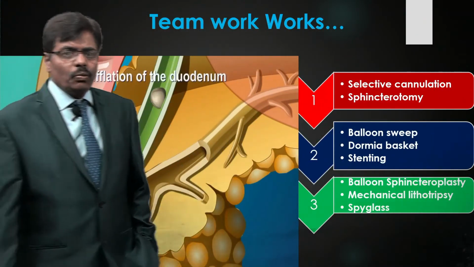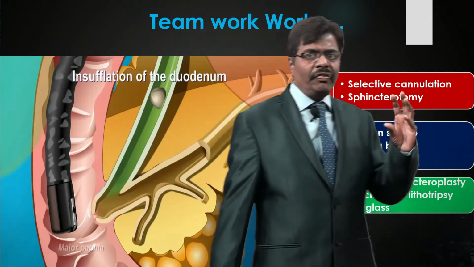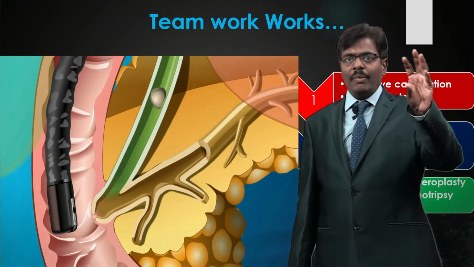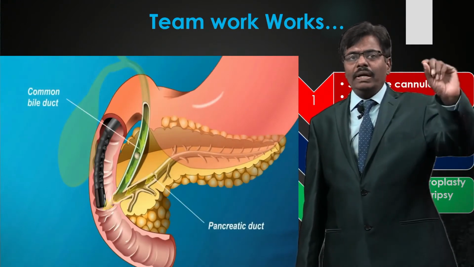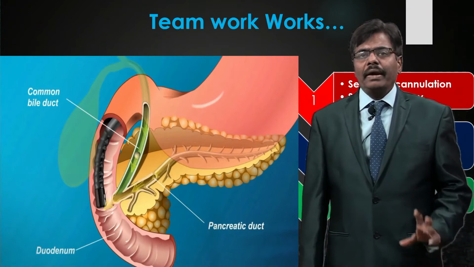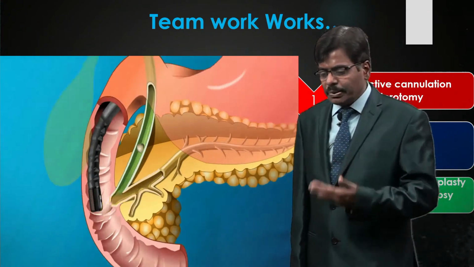Okay. So, here once we come to what we call end facing, you have to face the ampulla thanks to the shortening of the scope. Then you are able to cannulate selectively the bile and pancreatic duct. I will tell you in the subsequent modules.